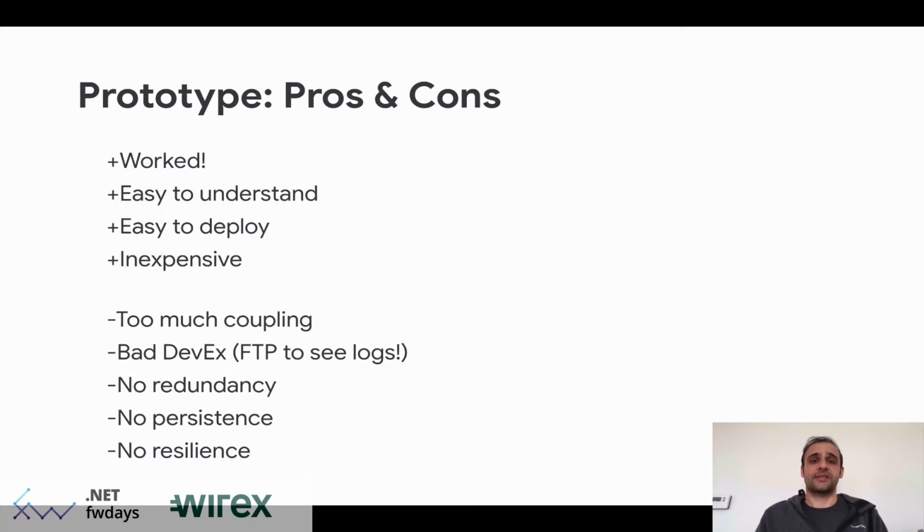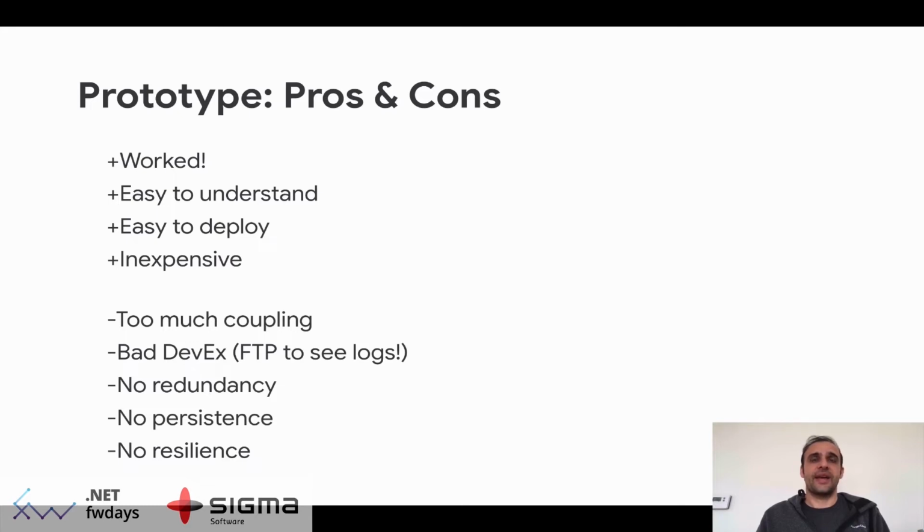There was no persistence. Everything was in memory, right? We read things in memory, we transformed them, and we stored them from memory. We did that because it was easy to do. And our idea was to add persistence later, but at this stage, there was no persistence. And lastly, there's no resilience.